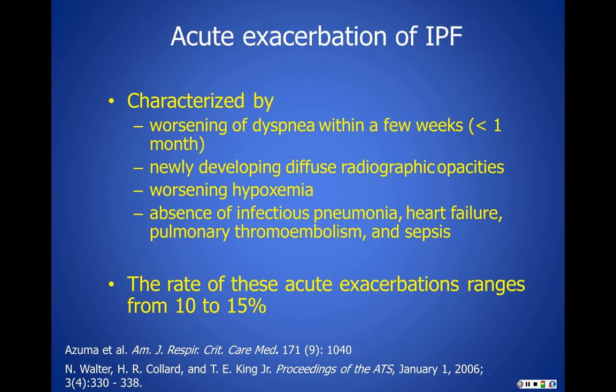What is acute exacerbation? It's a worsening of dyspnea within a few weeks, less than a month, and we shoot a film. They have diffuse opacities, they have hypoxia, you have ruled out CHF, you have ruled out pneumonia, you have ruled out PE and sepsis. Okay? So we came up with the term acute exacerbation of IPF. This is the diagnosis of the 21st century. We did not have that in the last century. Okay? And the rate of acute exacerbation ranges from 10 to 15%.